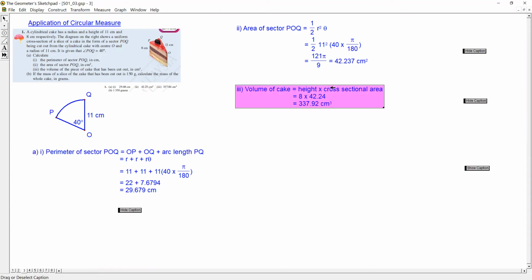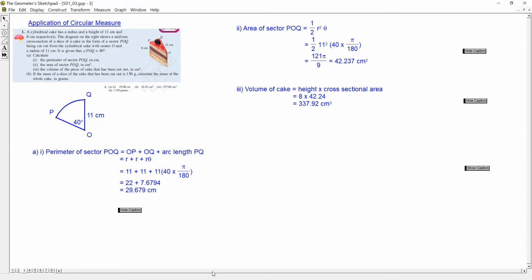Okay, so the volume of the cake is the height multiplied by the cross-sectional area. Now this part is what I meant by the cross-sectional area. So 8 multiplied by 42.24 is 392 cubic centimeter. Okay or not? Just use the cross-section, multiply. Most of the uniform solid, you can do it that way.